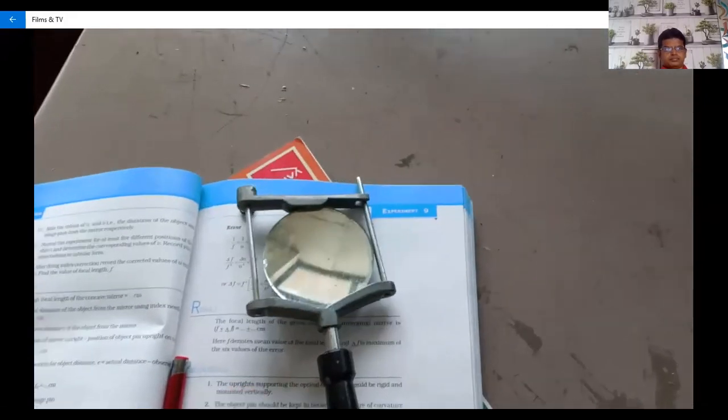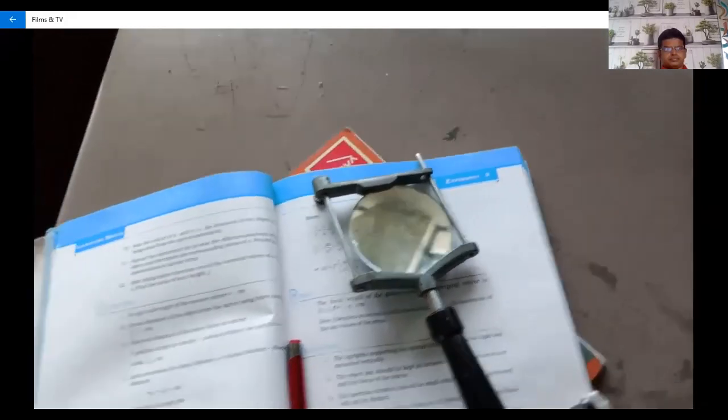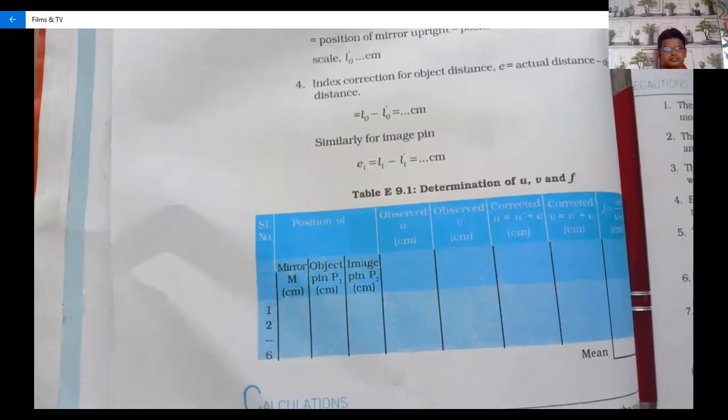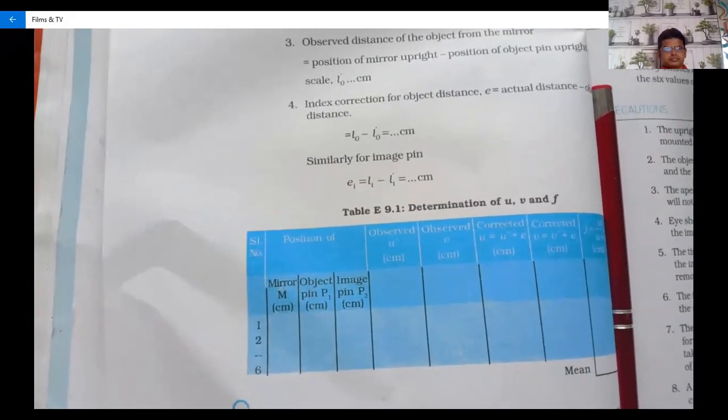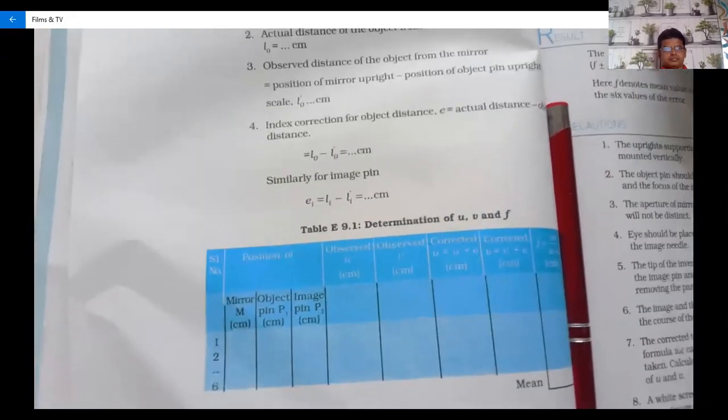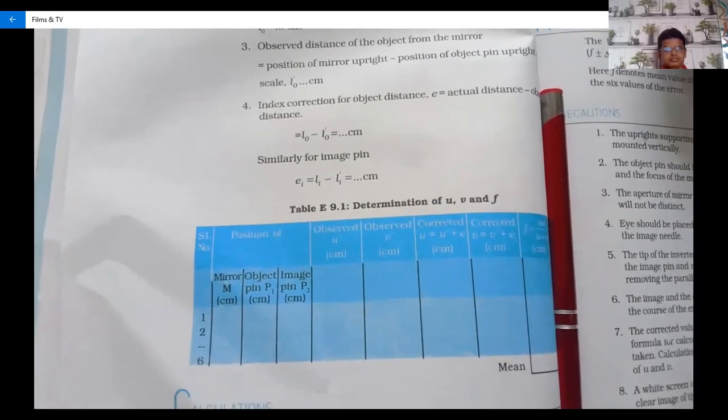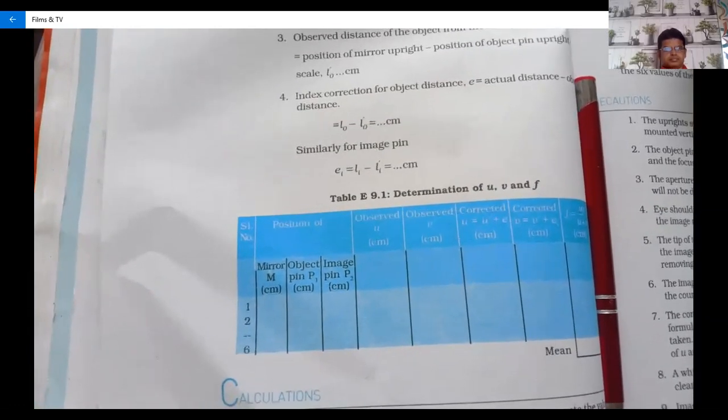In standard 10, as per theory, you know some rules: whenever we put the object beyond C, on C, or between C and F, you found the image in a certain range. In standard 10 you saw the theory, but today we prove it with the help of the object pin. We find the image pin and note down some readings in our record books, in our tables.